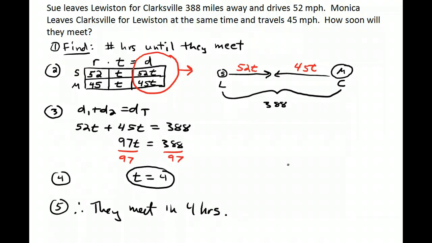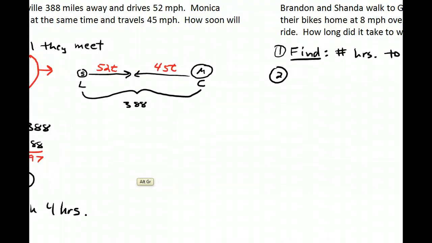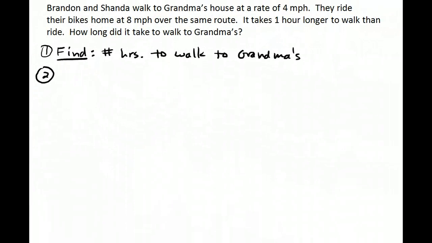Okay, let's look at the next one. Brandon and Shanda walk to Grandma's house at a rate of 4 miles per hour. They ride their bikes home at 8 miles per hour over the same route. It takes 1 hour longer to walk than ride. How long did it take to walk to Grandma's house? So we're looking for the number of hours to walk to Grandma's house.